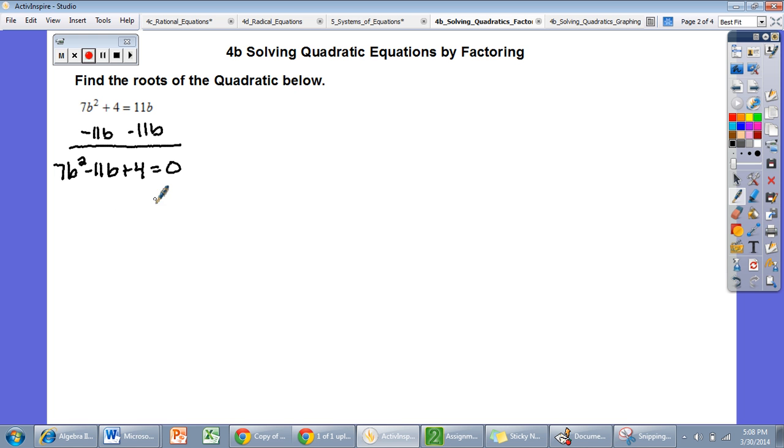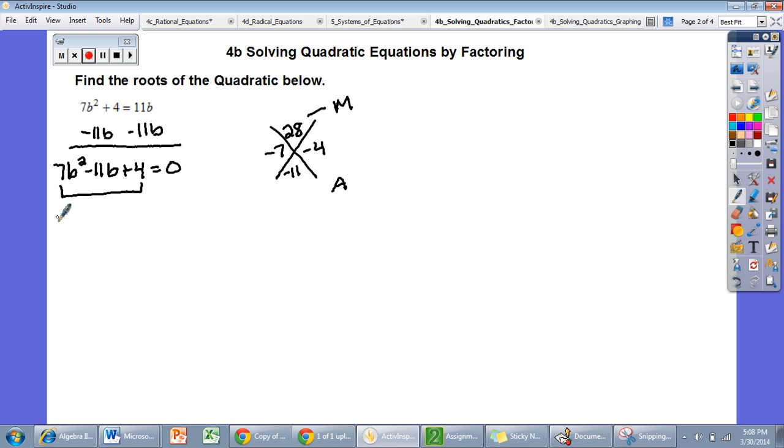So now that I have my equation exactly as I'd like it, now is where I check to see, is it factorable? So I multiply my first number times my last number. 7 times 4 gives me 28. So I'm looking for numbers that multiply to give me 28 and add to give me the middle number, which in this case is negative 11. So those two numbers are negative 7 and negative 4, because a negative times a negative will multiply to give me a positive and will add to give me the negative 11.